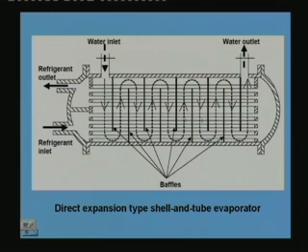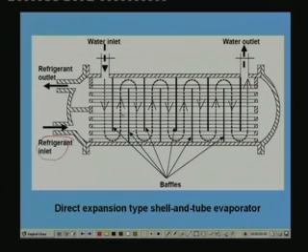This particular picture shows the shell and tube type evaporator where the refrigerant flows through the tubes. You can see that the refrigerant flows through the tubes while the water flows through the shell. So this is a two pass, as far as the refrigerant is concerned, because the refrigerant flows through the tubes like this, then it takes a U-turn and again flows in this direction and finally leaves the evaporator here.